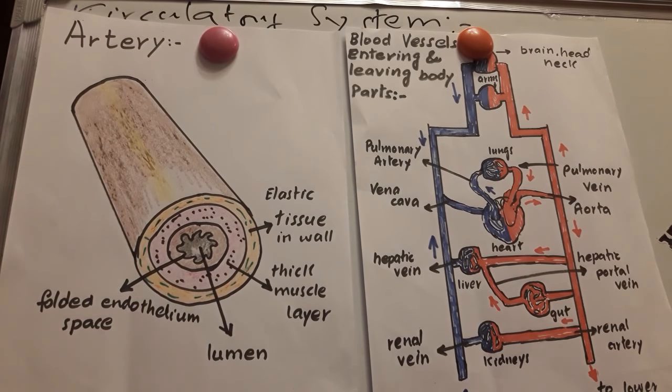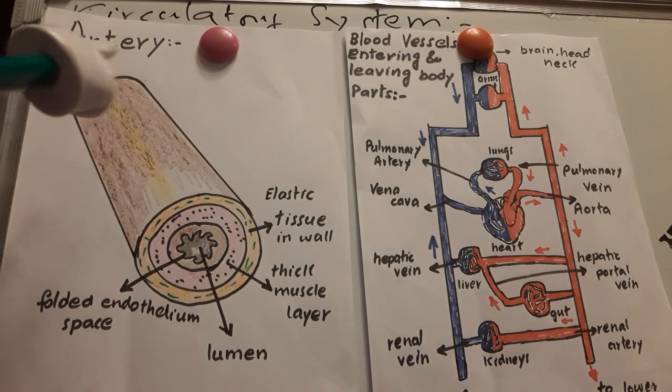Now we will discuss different types of blood vessels. There are different types actually: arteries, veins, capillaries, and arterioles. All these different types of blood vessels have different characteristics and perform different functions. First of all, we'll discuss the artery.